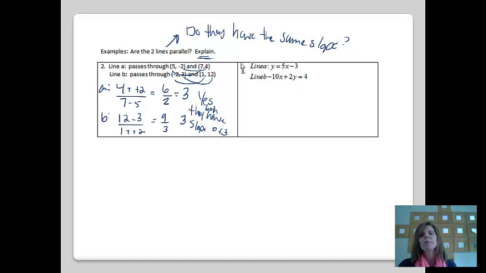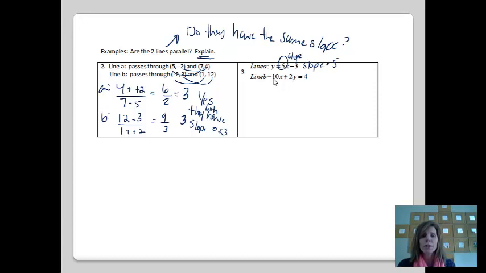All right, now example 3 is still the same thing. Are the two lines parallel? Line A, y equals 5x minus 3, and line B, -10x plus 2y equals 4. Well, remember, we want to answer the question, do they have the same slope? Well, if I look at line A, I know that the slope is going to be 5 because that's the number that is next to the x. So this is going to be my slope for this one. So that has a slope of 5. But the second one, I'm not sure.